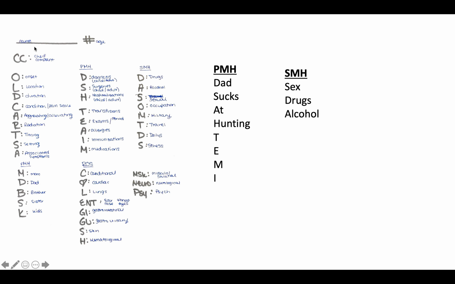The first thing you need to make sure to write on top is the patient's first and last name and their age. It's very easy when you get going on your patient history to just forget about the basics. So once you have your name and age and your chief complaint, then I would recommend getting into the meat and potatoes, so to speak, of your history.